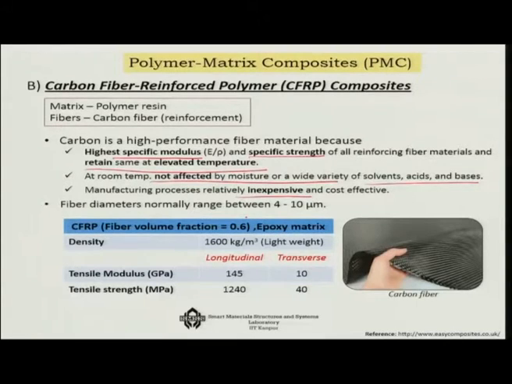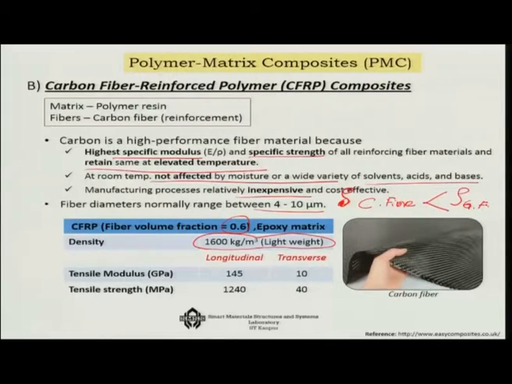With the same 0.6 volume fraction and a fiber diameter of about 4 to 10 micrometer, you will achieve a density of 1600. That means carbon fiber composite is actually lighter in terms of density. The density of carbon fiber is lower than the density of glass fiber. So that is something very important.